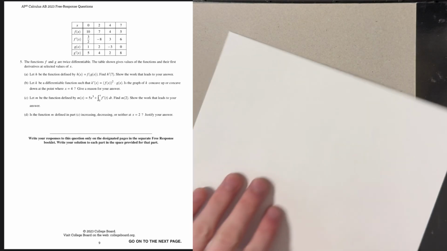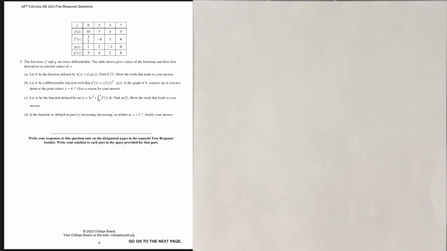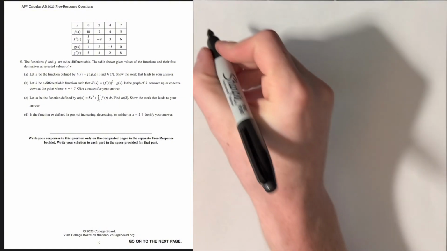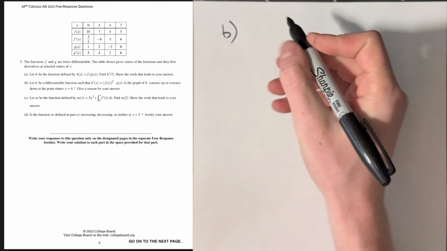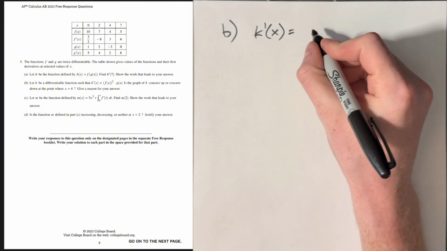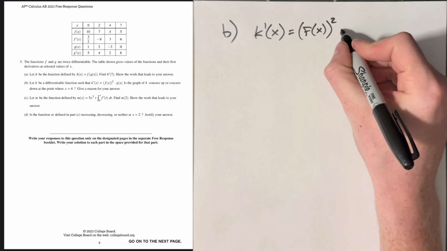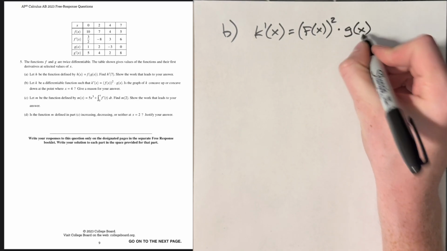Now moving on to part B, we see this question. It says let k be a differentiable function such that k prime of x equals f of x squared times g of x. And it asks, is the graph of k concave up or concave down at the point where x equals 4? So let's think about this. For part B, our derivative of k is equal to f of x, that whole function squared, times g of x.